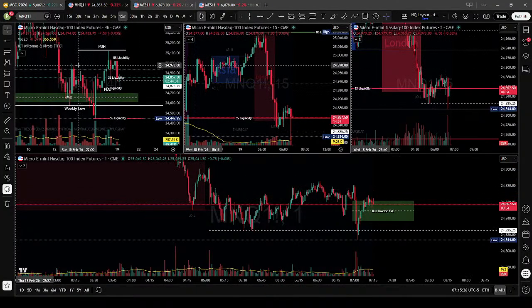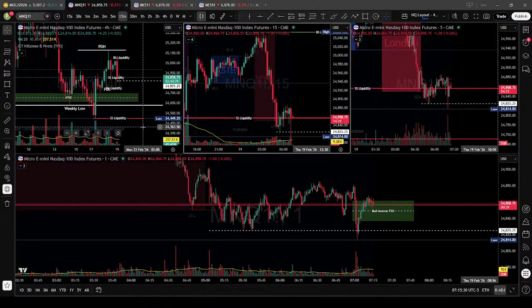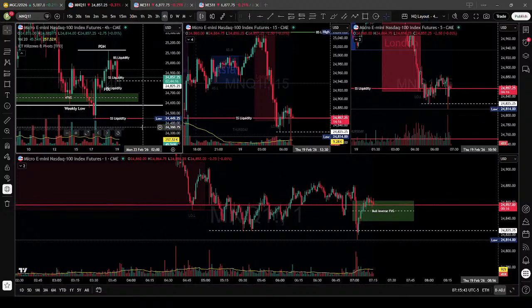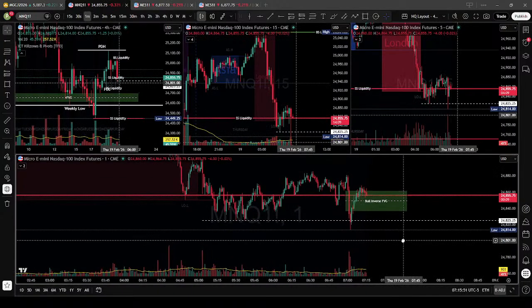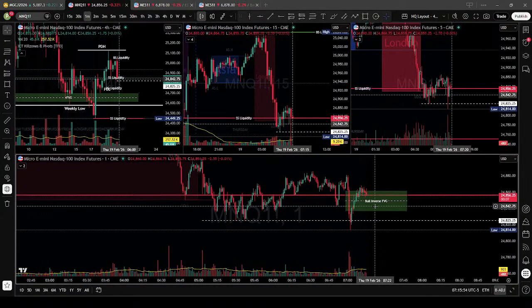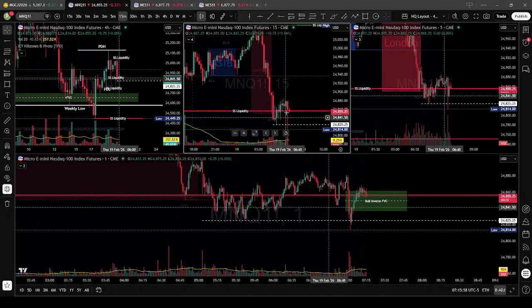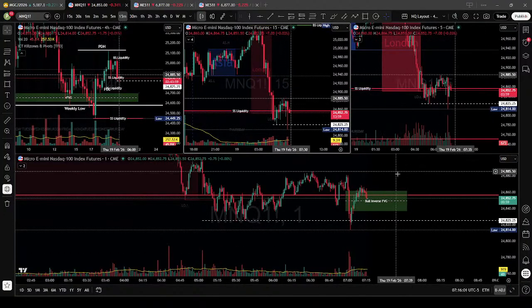On a 4-hour time frame, we can see that it took out this internal swing high and is rejecting. Price could be moving towards 24,449 or 450, 449.25. So instead of us taking all the bullish trades until the market gives us a good market structure shift on a 15-minute time frame, we are still bearish bias.